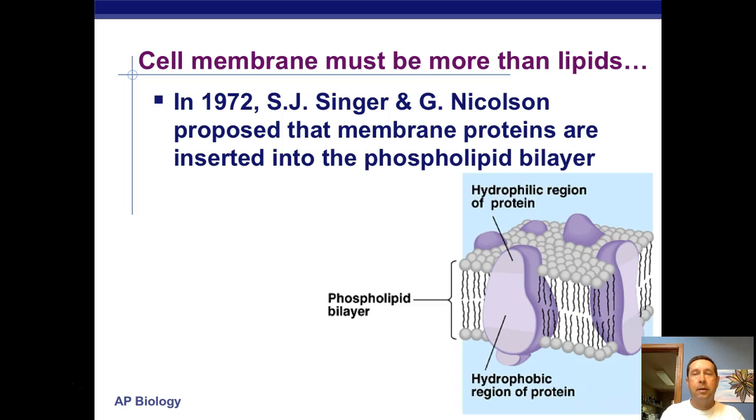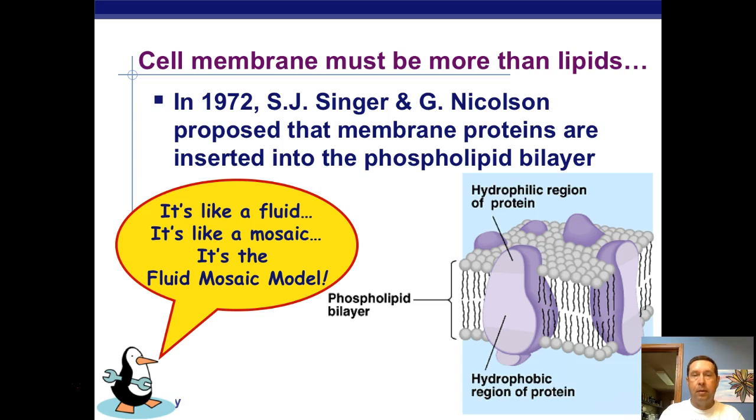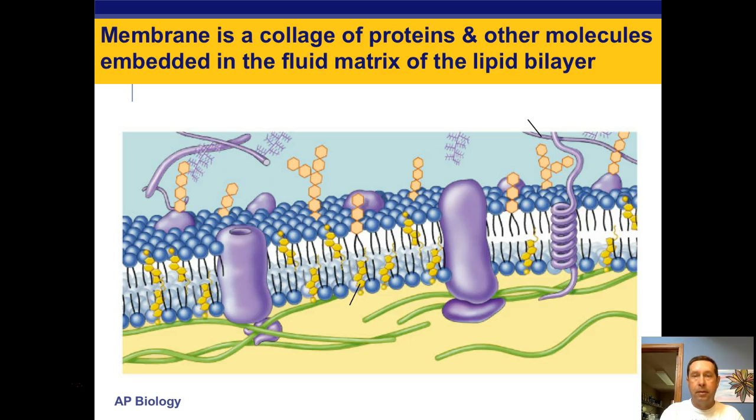In 1972, Singer and Nicholson proposed that membrane proteins are inserted into the phospholipid bilayer in their fluid mosaic model of the cell. So it's fluid in that it changes, it moves, things are not set in place. It's a mosaic because things appear at least to be randomly scattered through the cell membrane. So you can see some of the different structures here. You can see the phospholipids, cholesterol, proteins, carbohydrates, lipoproteins, glycoproteins, and so on.